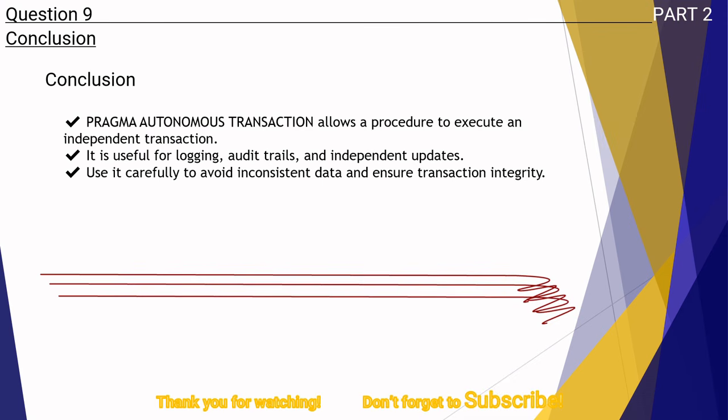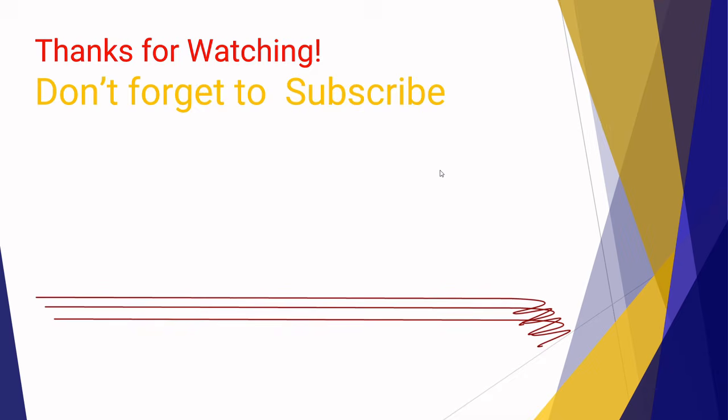In conclusion, Pragma autonomous transaction is a powerful tool in Oracle SQL for managing independent transactions. It is particularly useful for logging and auditing, but should be used carefully to avoid data inconsistencies.